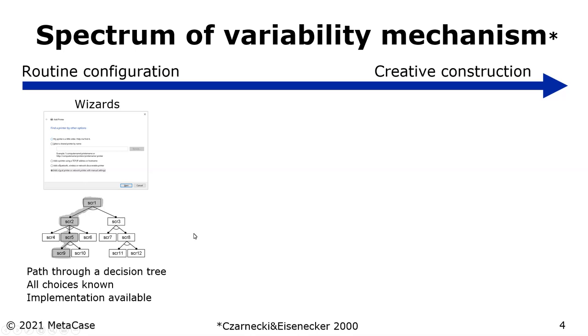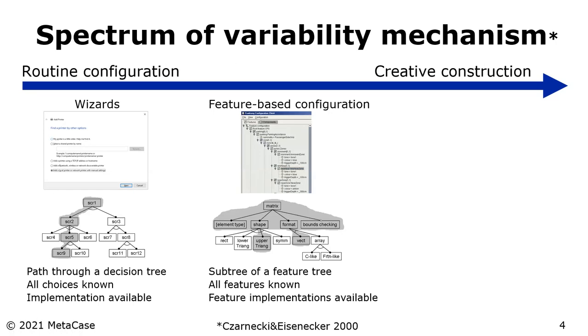The more creative, based on Czarnecki and Eisenecker, is that you have a feature model. And I think that I don't need to explain much what feature models and feature trees are at the product line conference. But basically, we don't navigate a path in a tree, but we have multiple subtrees in this feature tree. So when we make decisions like usually mandatory, multiple or alternative decisions, we have a larger variation space to be selected, unlike in the decision tree.